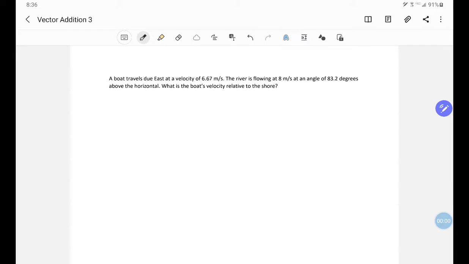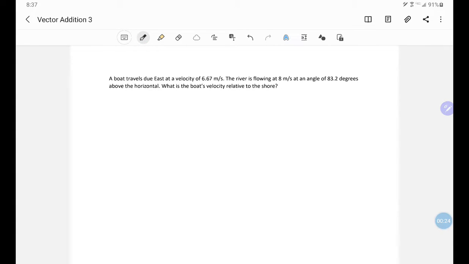Hi guys, here's another vector addition problem. This one I'll use law of sines, law of cosines, so a little more complicated. It says a boat travels due east at a velocity of 6.67 meters per second. The river is flowing at 8 meters per second at an angle of 83.2 degrees above the horizontal. What is the boat's velocity relative to the shore?